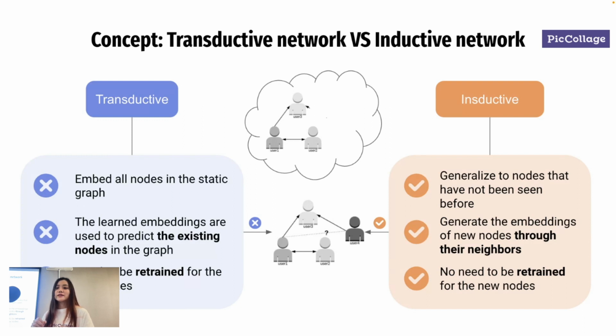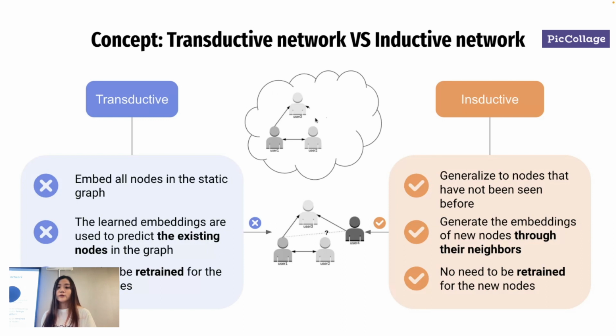Yeah, but inductive is on the other side. It can generalize to nodes that have not been seen before. And how do we do this? It can generate the embeddings through the neighbors, and then it can get the new embedding for the new node. So if there is a new node coming, there's no need to retrain.